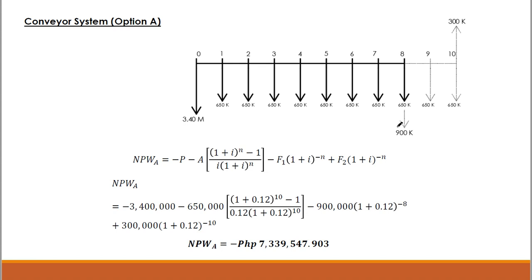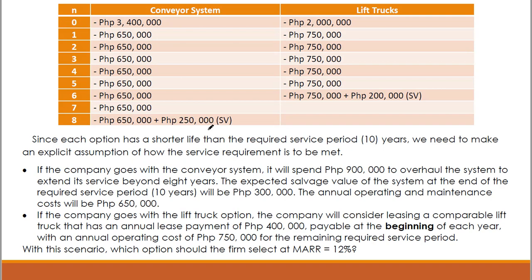I think I had committed some typographical error. The salvage value of conveyor system is 300,000 at the end of 10 years. Pero ang nalagay ko sa table is 250,000. So please correct this. This should be 300,000. May 300,000 dapat ito, okay? Hindi siya 250,000 yung salvage value.